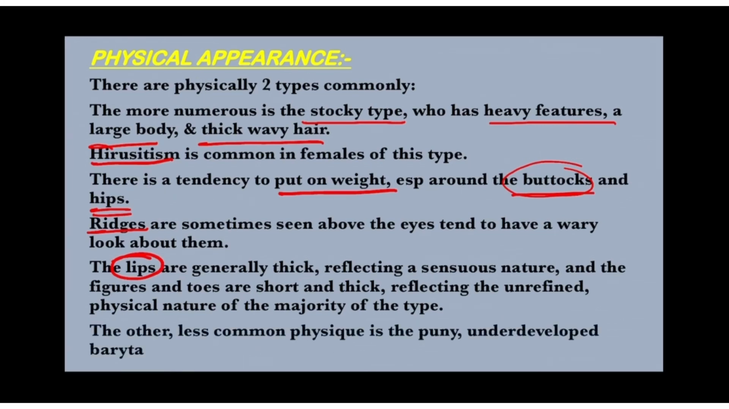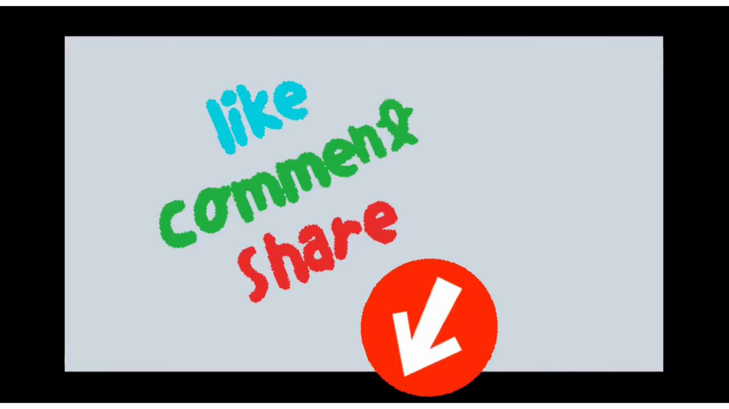The other less common physique is the puny, underdeveloped, stunted growth, both physically and mentally. The stunted growth is very much the physical appearance of this Baryta carb. So this was it about the Baryta carb constitutional remedy.